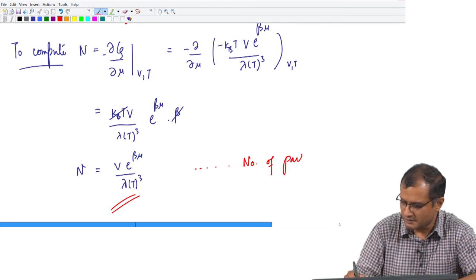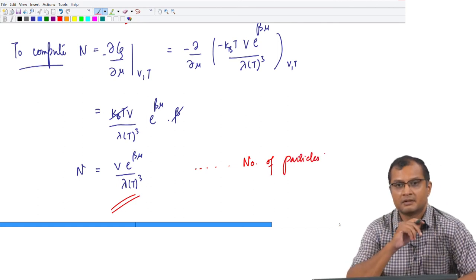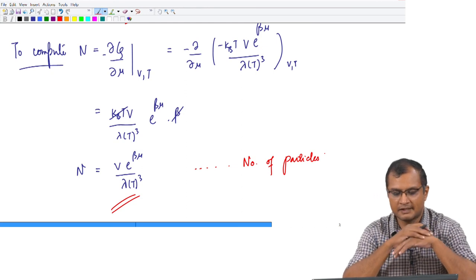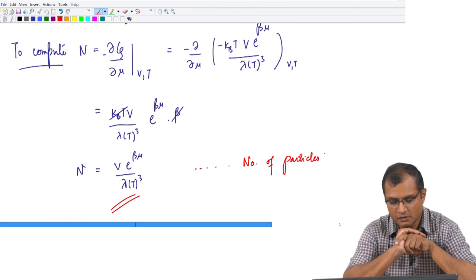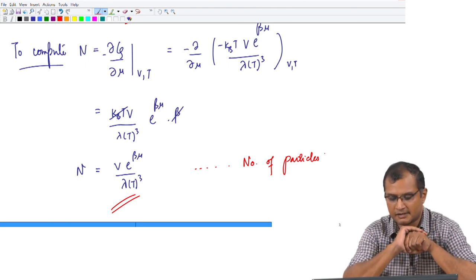So, with this our discussion of the classical ideal gas under the grand canonical ensemble comes to an end, and this also ends our chapter 2 on classical statistical mechanics.